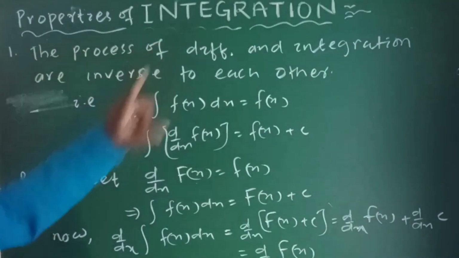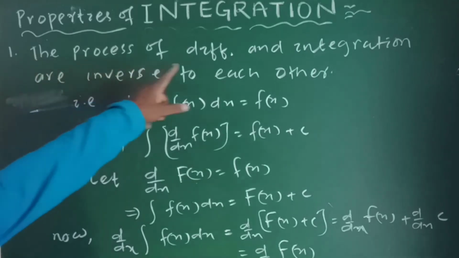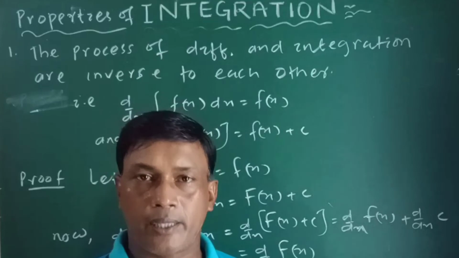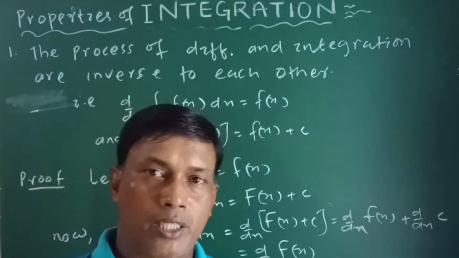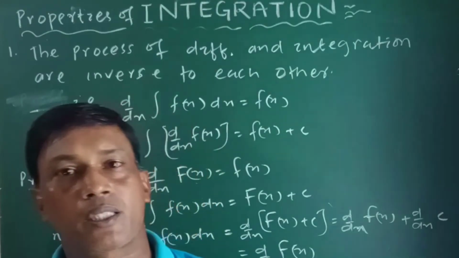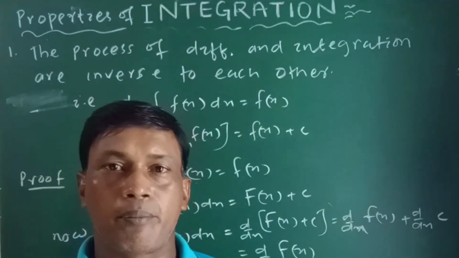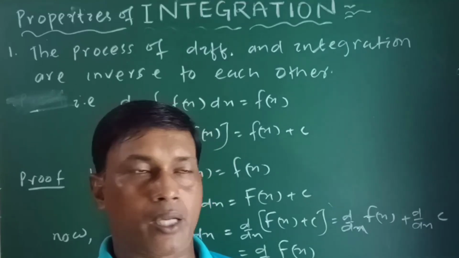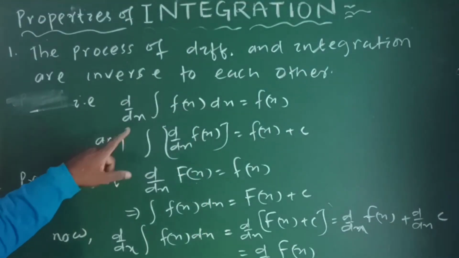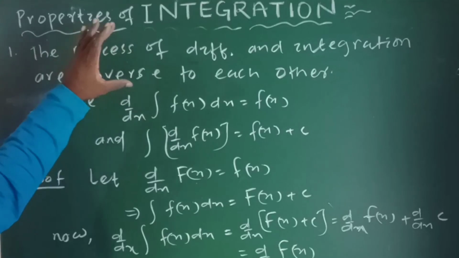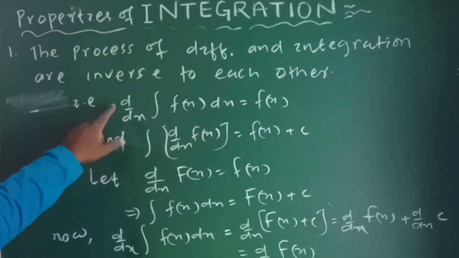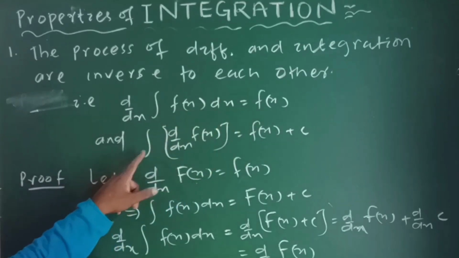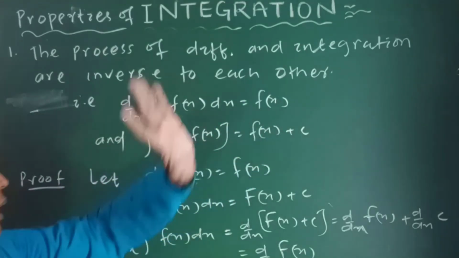Now the properties of integration. The first property is that the processes of differentiation and integration are inverse to each other. I have already said from the beginning that integration is the inverse process of derivative. Similarly, derivative is also the inverse of integration. Both are inverse to each other. That is, derivative of integration of a function is the function itself, but integration of a derivative of a function is the function plus the arbitrary constant c.